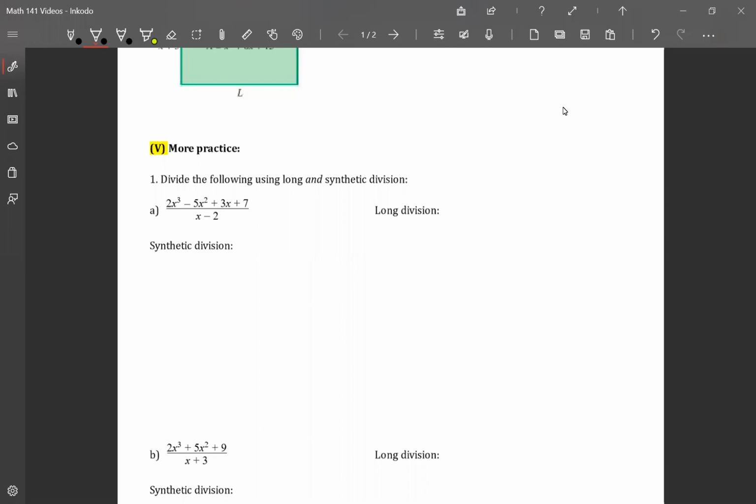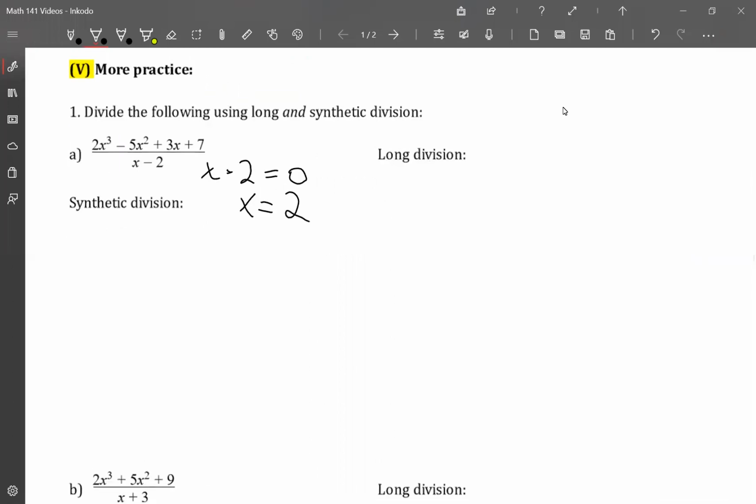Now let's get to this. So the first thing for synthetic division is you're going to want to find out what we're dividing by. So x minus 2 is a factor. We want to know then what is the root? What is the x-intercept? So you can add 2 to both sides and you get x equals 2. So we're going to set up 2 in a little box here.